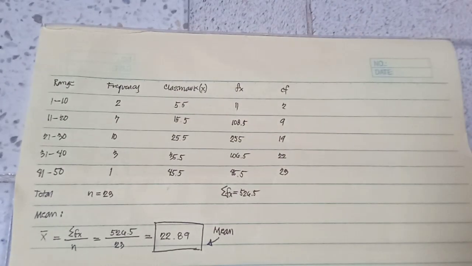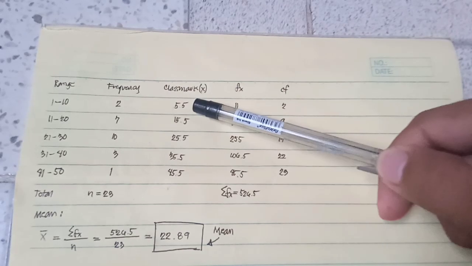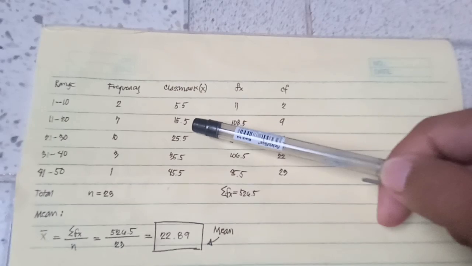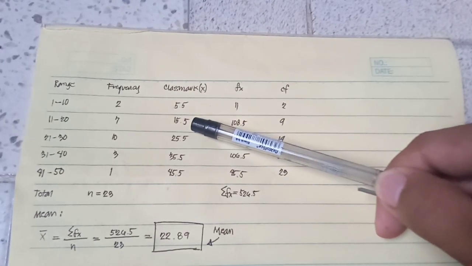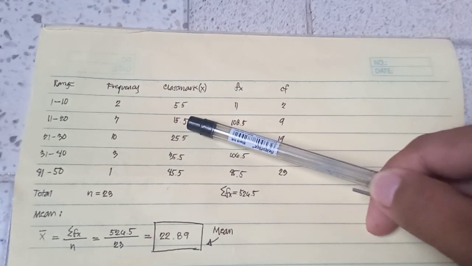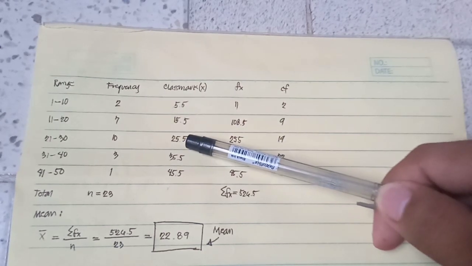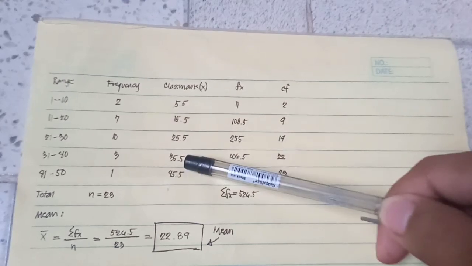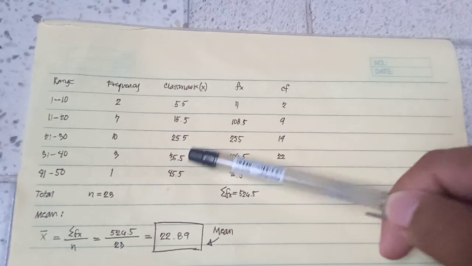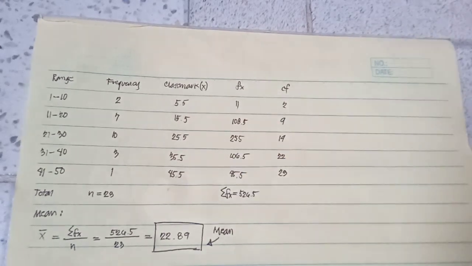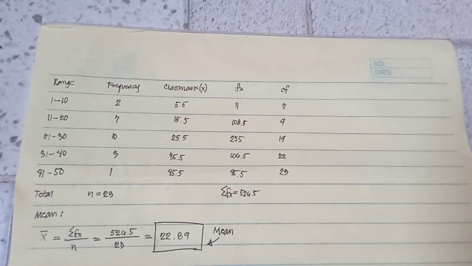To make it easier, we will just add 10 to the first mark. So 5.5 plus 10 is equal to 15.5. Then 15.5 plus 10 is equal to 25.5. 25.5 plus 10 is equal to 35.5. Then 35.5 plus 10 is equal to 45.5. So we already have our class mark.